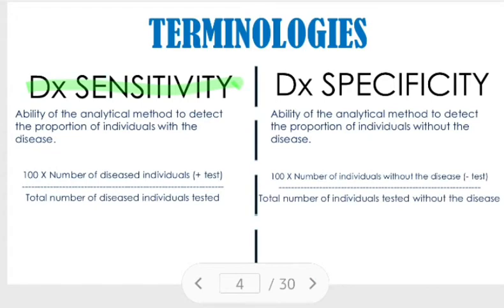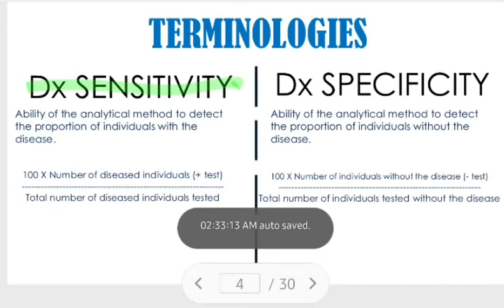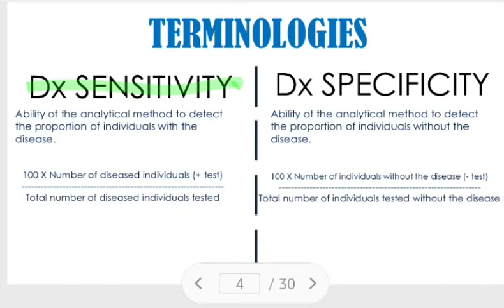Next, we have diagnostic sensitivity. It is the ability of the analytical method to detect the proportion of individuals with the disease. So the formula for computing diagnostic sensitivity is 100 multiplied by the number of diseased individuals with a positive test result over the total number of diseased individuals tested. So it is the percentage of persons who have a given disorder and who are identified by the assay as positive for the disorder.